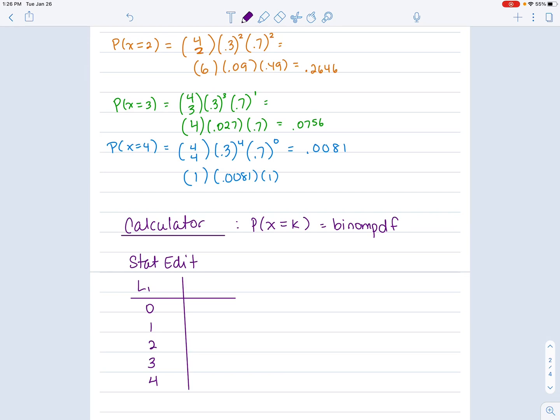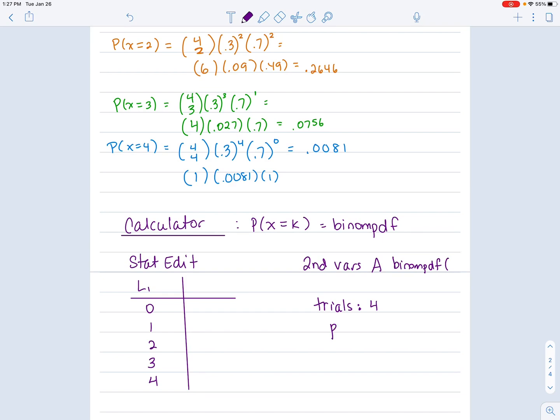So here's how you do it. After you have it in L1, press second vars, and you'll see that whole distribution menu. You have to scroll quite far down to find A. So I'll write this down. It's second vars, A. And it'll say binom PDF, and then it'll have an open parenthesis. So you're going to hit that, press enter. Then it's going to say trials. Trials is N, so we're going to put 4.